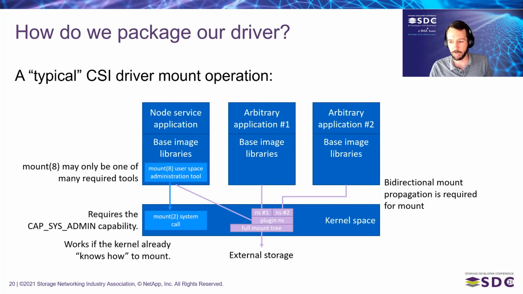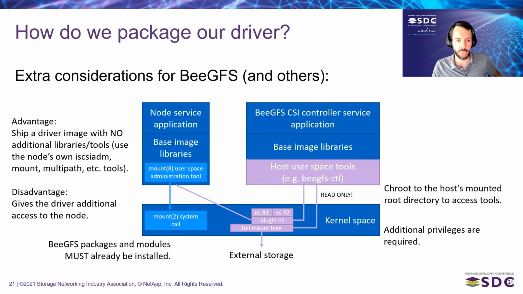Another thing that's needed is bidirectional mount propagation. I'll kind of smooth over that here for now, but suffice it to say that the node service application needs to have a similar view to what's mounted to the node as the node itself does. And that's where the bidirectional mount propagation comes in. Now for BeeGFS, that whole aspect, the node service application and the mounting aspect, wasn't much of a problem.